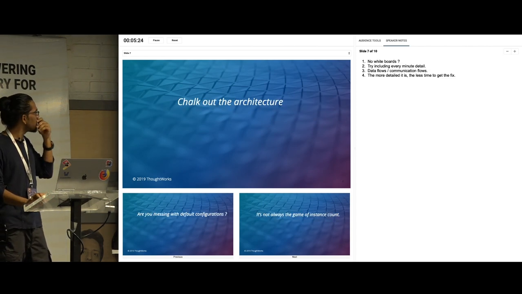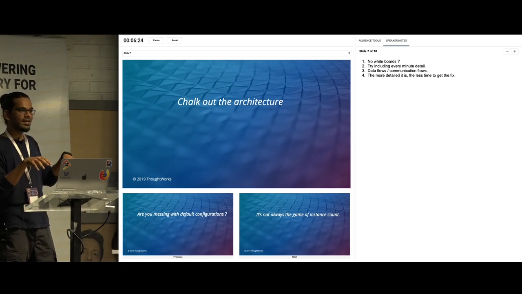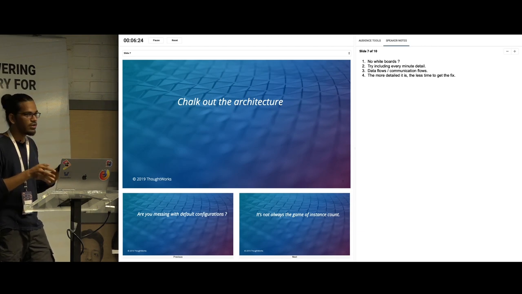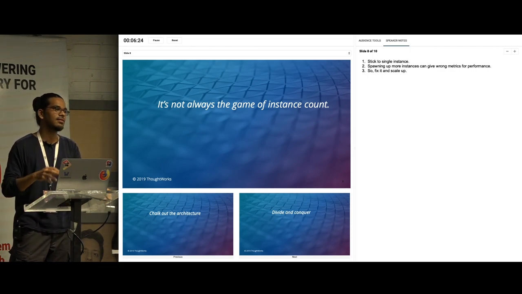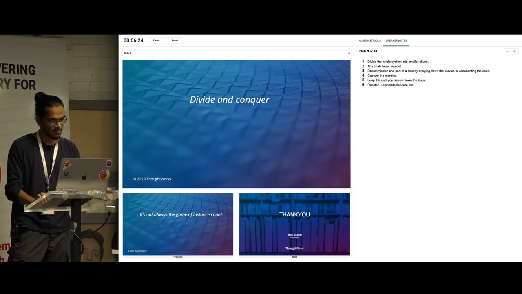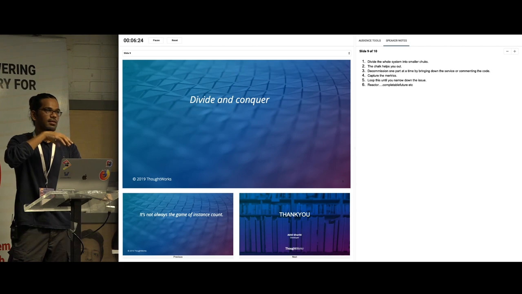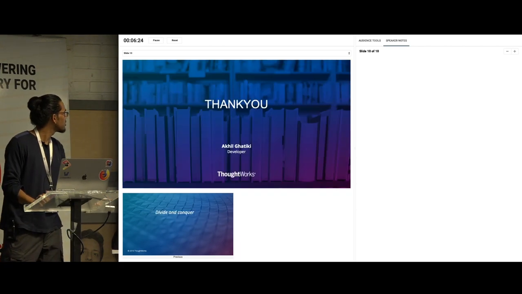Quickly, sketch out the architecture, write it on a white paper, and then look into each service. It's not always a count of instances. Your system should be tested per instance and then spawned up for the complete set of instances. And divide and conquer: kill each part of your system, get the logs, see where the problem is, and then fix it. Yeah, thanks.